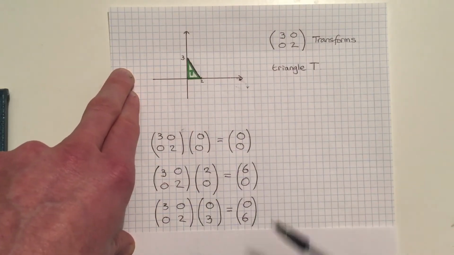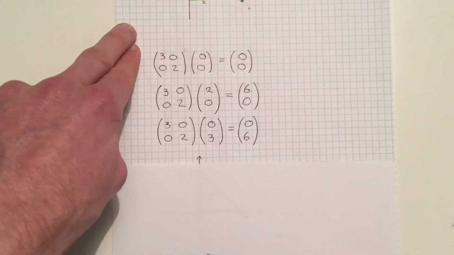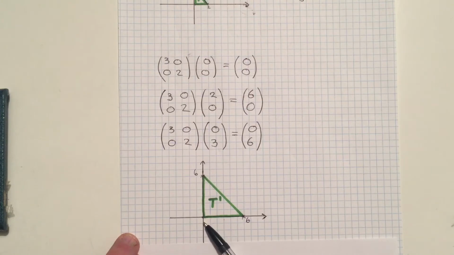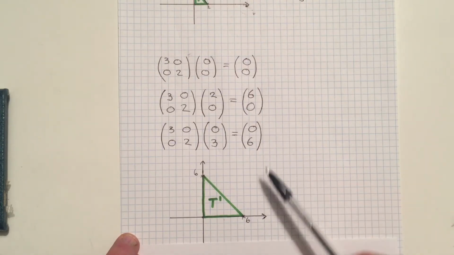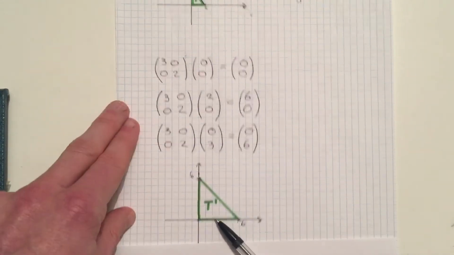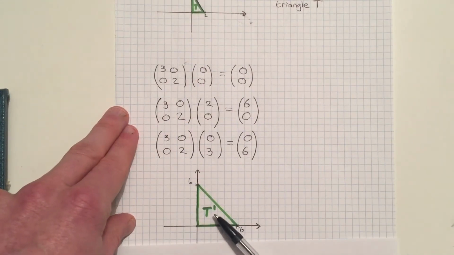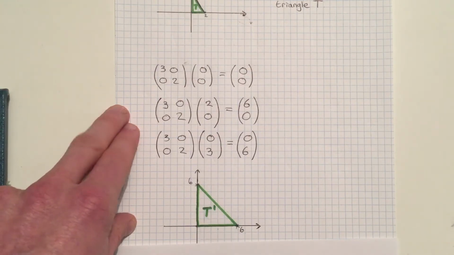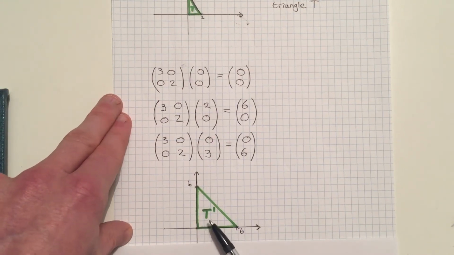So I have my 3 new coordinates, which I can now plot. I've got my 0, 0 here, my 6, 0 here, and my 0, 6 here. And this is my new triangle. I call it T dash to represent the new triangle. We call this the image: the result of the transformation, we call that the image.